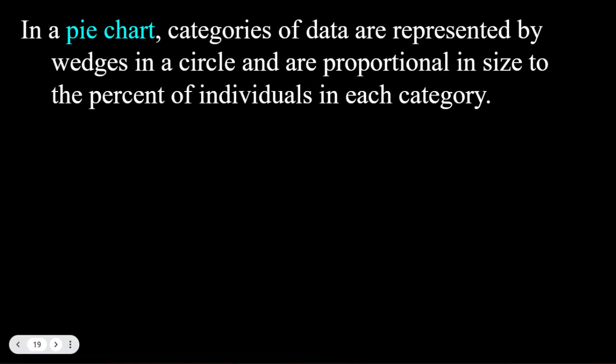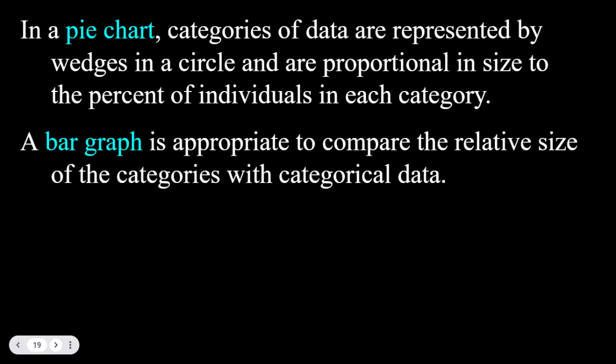In a pie chart, we're going to talk about some different types of pictures that we can use. In a pie chart, categories of data are represented by wedges in a circle and are proportional in size to the percent of individuals in each category. The idea behind a pie chart is we're going to compare the parts to the whole usually, or maybe one part to another part in our pie chart.